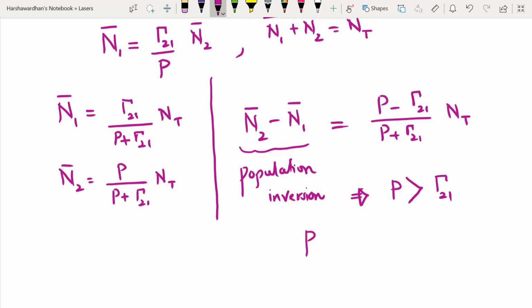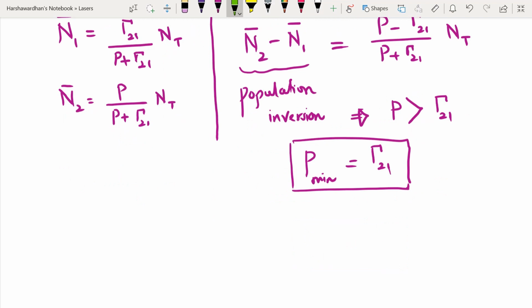So clearly P minimum required is actually gamma 21, right? This is a very interesting result. It is telling you that the spontaneous emission rates or decays of the level 2 into non-lasing parts of the system, you need to offset at least that much loss for you to start getting non-trivial population inversion. This P minimum is what I would call my threshold pumping rate.